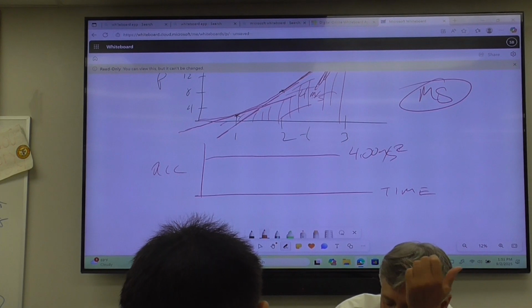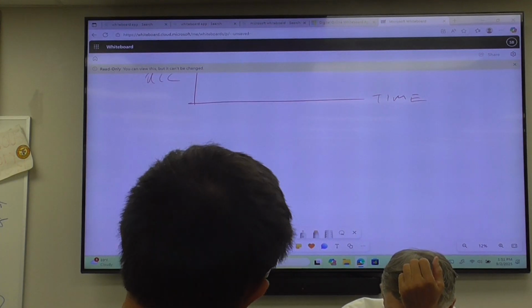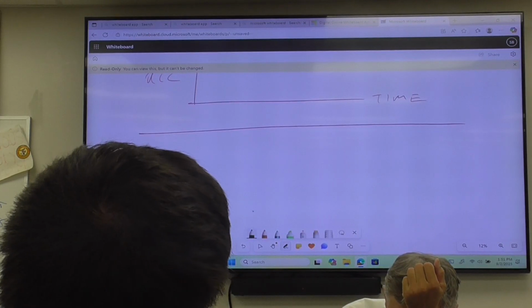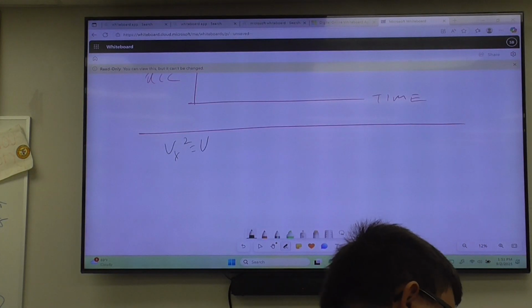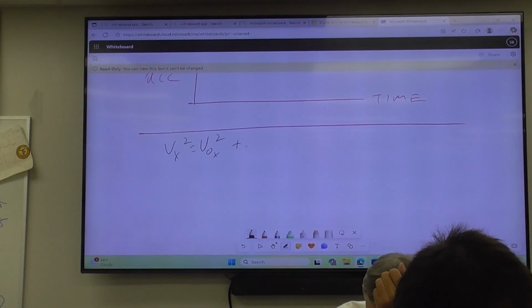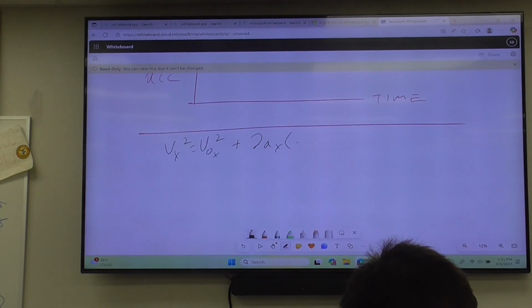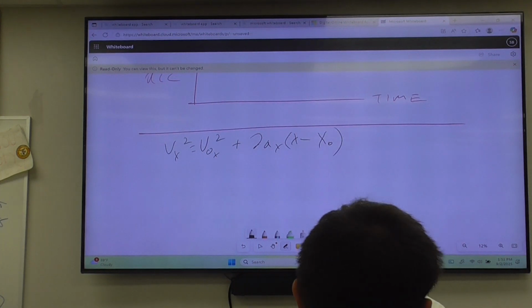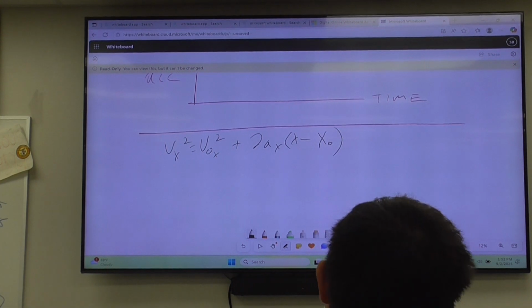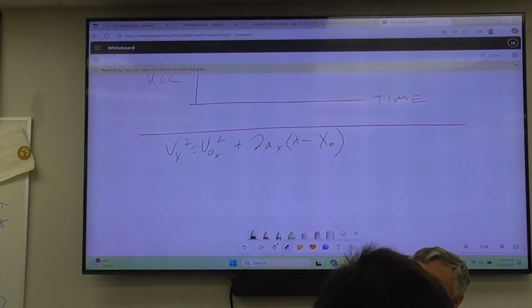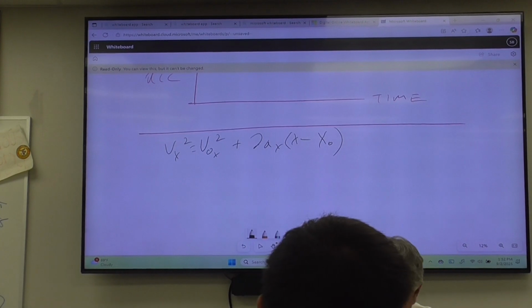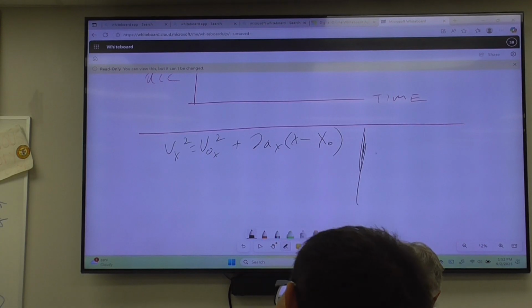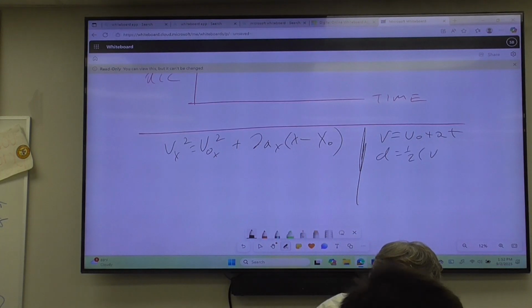All right. Now let's talk about the last equation that's on your sheet, and it has this full-blown vx squared equals v naught x squared plus 2ax times x minus x naught. This looks like a horrible equation. It's like, oh my God, this is hell. It looks much worse than what it actually is. Now, I want to do a little bit of comparison. If you look at the equations that you have, v equals v naught plus at, and d equals 1/2 v plus v naught times time.